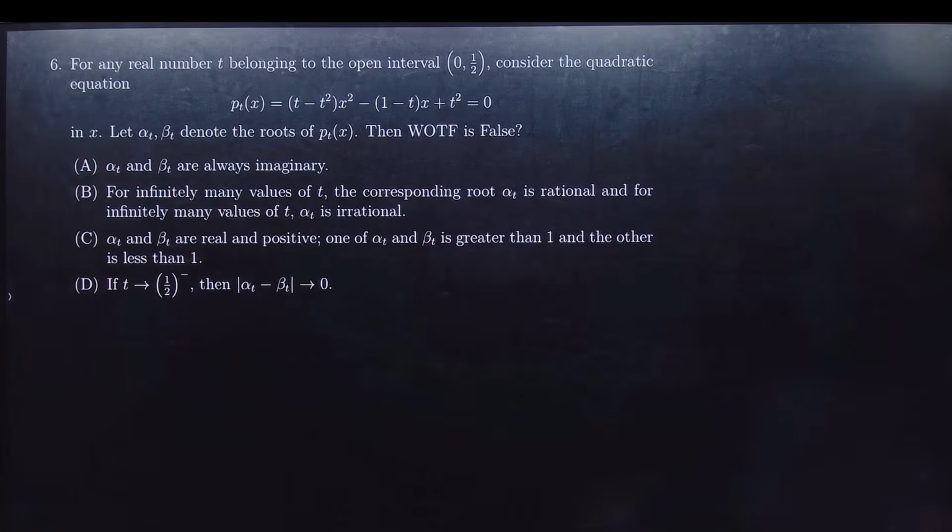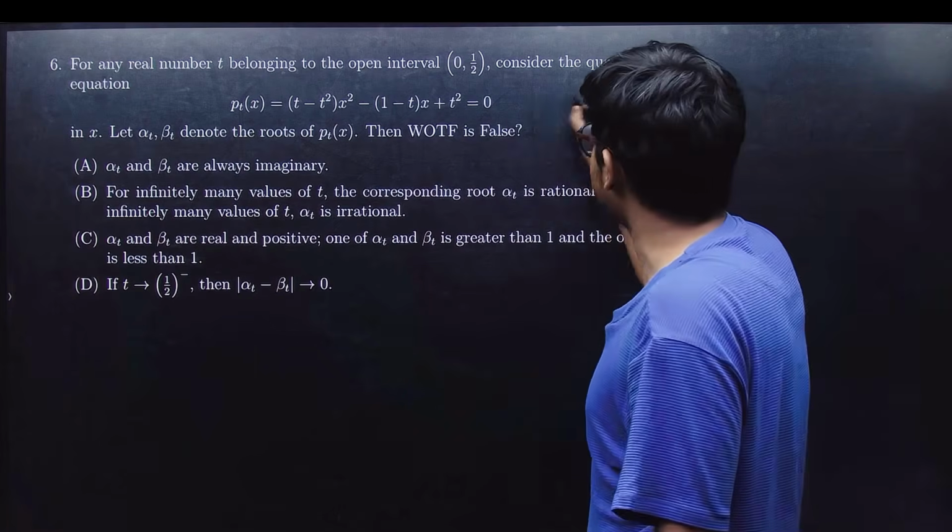Coming to the next one, question 6. For any real number t belonging to the open interval 0, half, consider the quadratic. If alpha t and beta t are the roots of pt of x, then which of the following is false? First one is talking about whether the roots are real or imaginary, right? So what do you need to do? Check the discriminant of this.